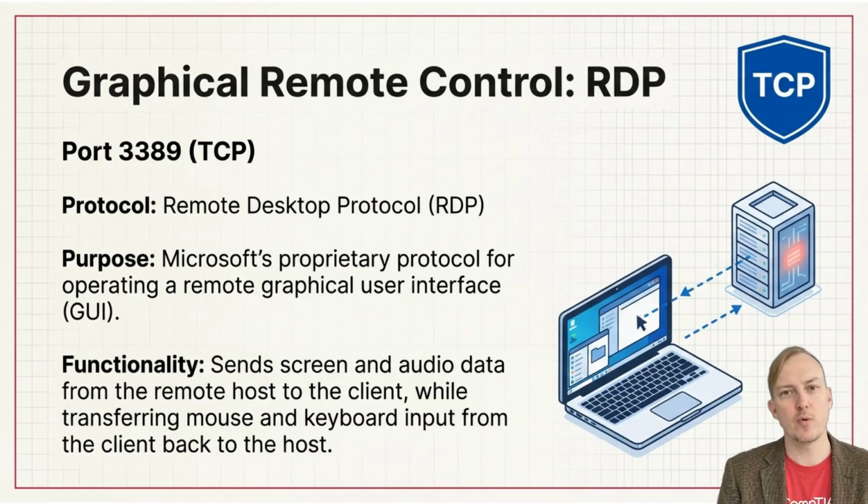If you need graphical remote control, you use RDP, the Remote Desktop Protocol, on port 3389 over TCP. This is Microsoft's proprietary protocol for operating a remote graphical user interface. It seamlessly sends screen and audio data from the remote host down to the client while transferring your mouse and keyboard input back up to the host.